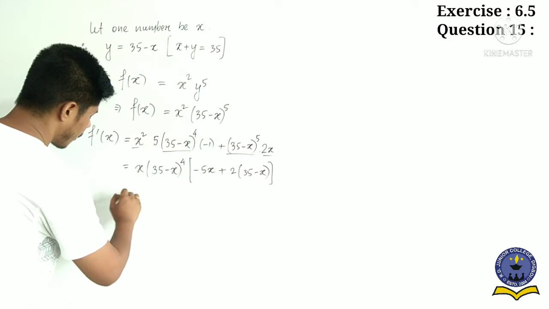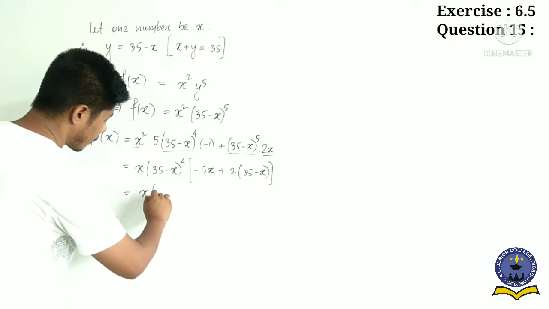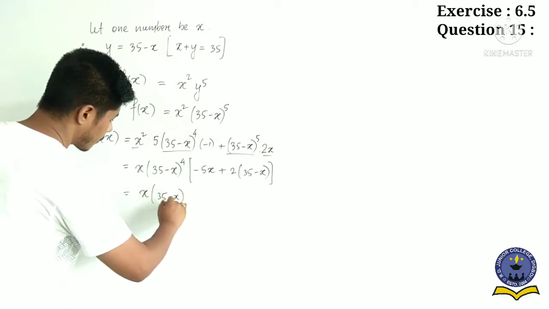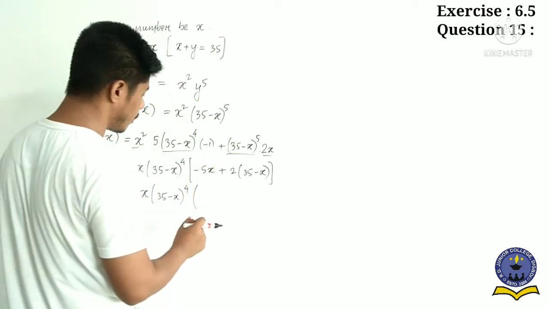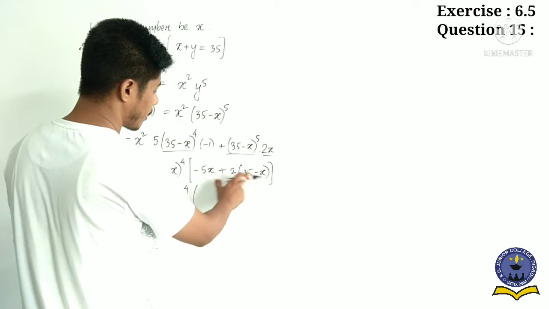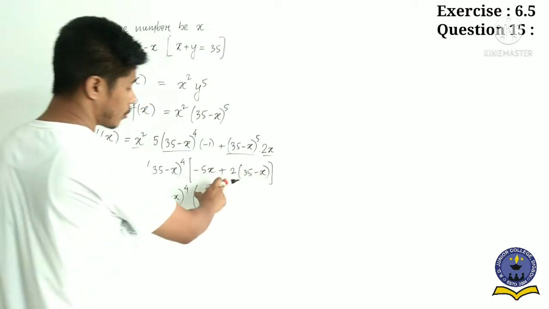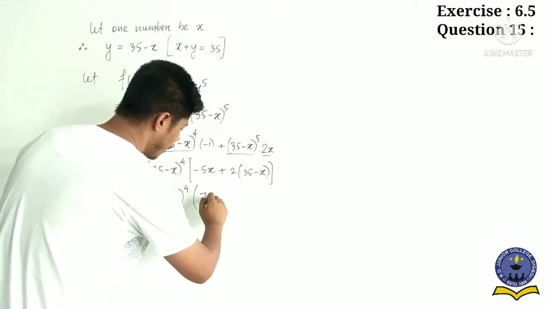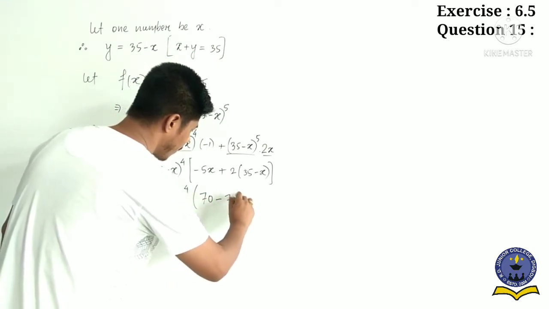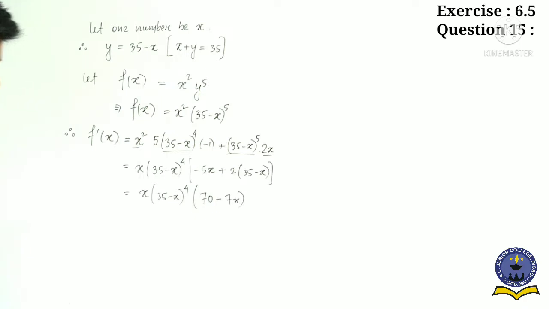Now we write x into (35 minus x) to the power 4, and if we calculate the bracket, how much do we get? Minus 5x minus 2x is minus 7x, and 2 into 35 is 70. So we get 70 minus 7x. Is anything more common here? Yes.